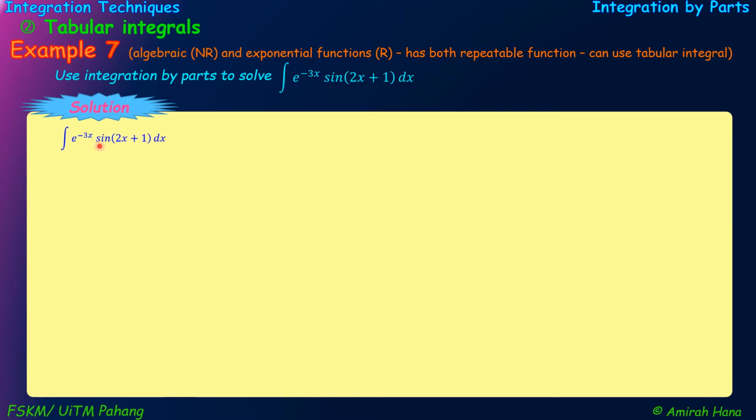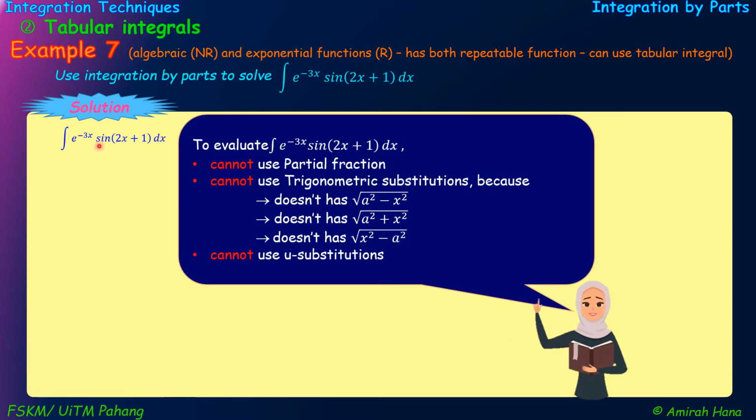In this question, we cannot evaluate using partial fraction because there is no fraction and it is not a polynomial function. We also cannot use trigonometric substitution because there is no radical containing square root of a squared minus x squared, or square root of a squared plus x squared, or square root of x squared minus a squared. Furthermore, we cannot use u substitution because there is no relationship between e to the power of negative 3x and sine of (2x plus 1) in terms of derivative.